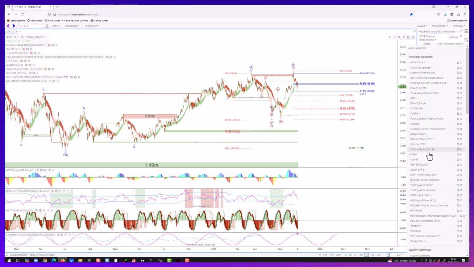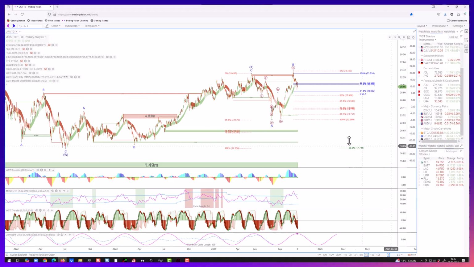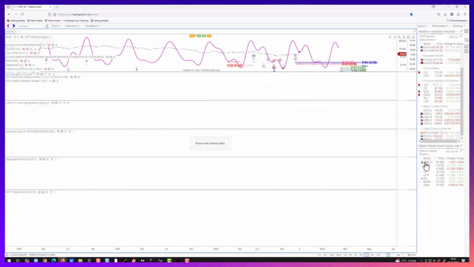The other area of interest is lithium. So I've added a watch list to Trading Vision, lithium sector stocks. In actual fact, a number of those in there are not stocks, they're ETFs. If you go back to the focus list of stocks that I went through some months ago and have done various updates on since, one of the stocks in there was ALB.